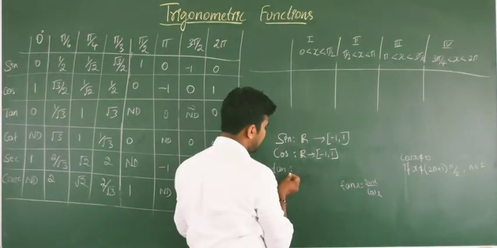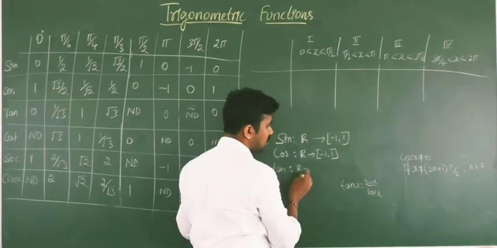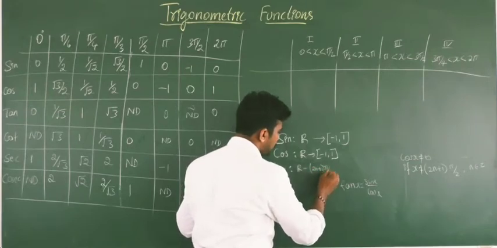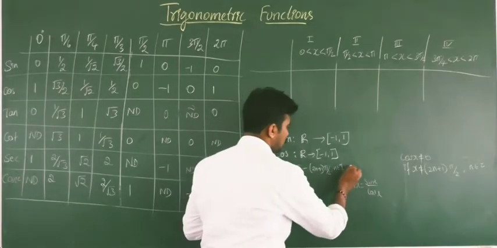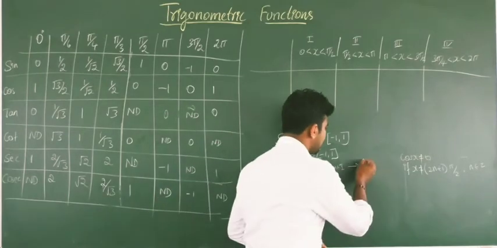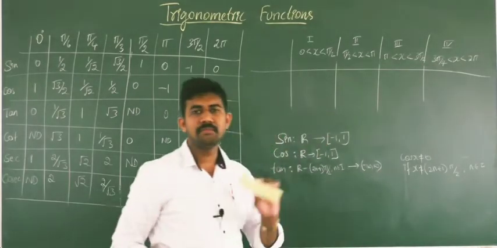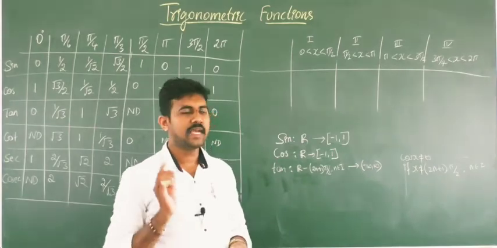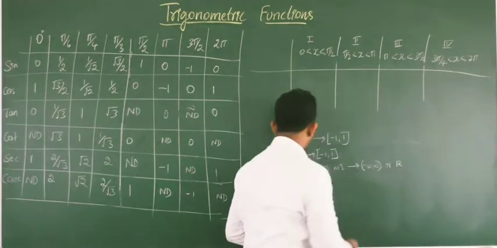In the tan function we can take the domain as R minus, that is, the real numbers excluding (2n plus 1) times pi by 2, where n belongs to Z. This is the domain, and what is the range? As I said, we can get minus infinity to infinity. Any real number we will get for the tan function. So the range is R, any real number.